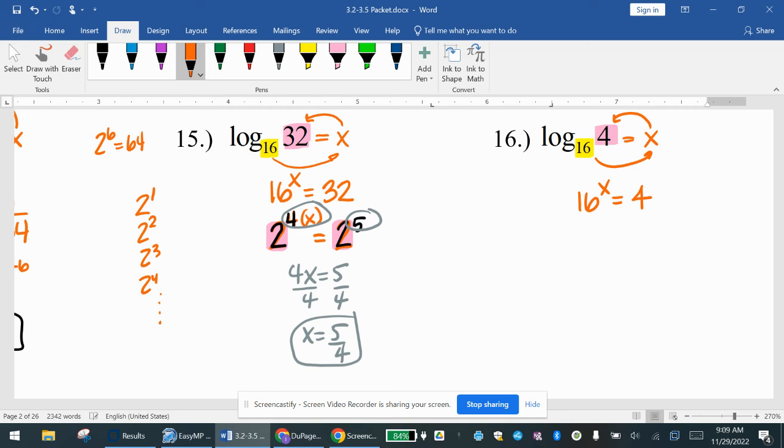Okay, so 16 and 4 appear twice on your base table. You can use a base of 2, or you could use a base of 4. So I'm going to use a base of 4. I'm going to write the 16 as 4 squared, and I'm going to leave the 4 as is, which is technically 4 to the first power. I put the 1 there so that I can set the exponents equal to each other.